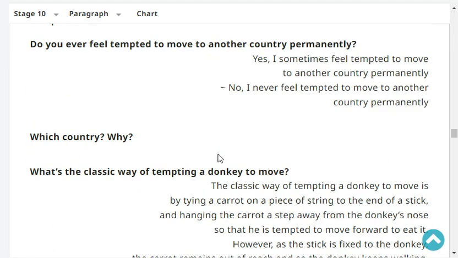Do you ever feel tempted to move to another country permanently? Yes or no? Yes, I sometimes feel tempted to move to another country permanently. Which country and why?